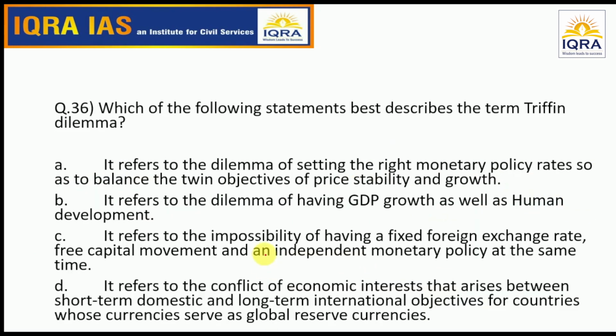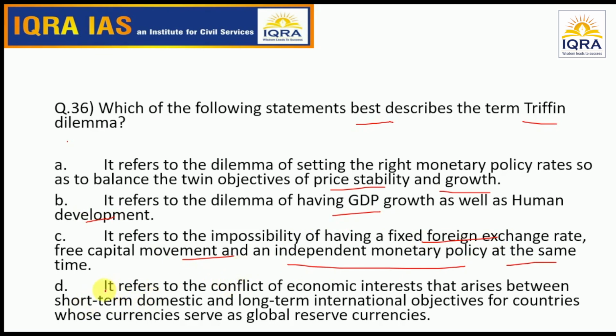Moving on to question number 36. Which of the following statements best describes the term Triffin dilemma? It refers to the dilemma of setting the right monetary policy rates so as to balance between twin objectives of price stability and growth. No. It refers to the dilemma of having GDP growth as well as human development. No. It refers to the impossibility of having fixed foreign exchange rate, free capital movement, and an independent monetary policy at the same time. No.